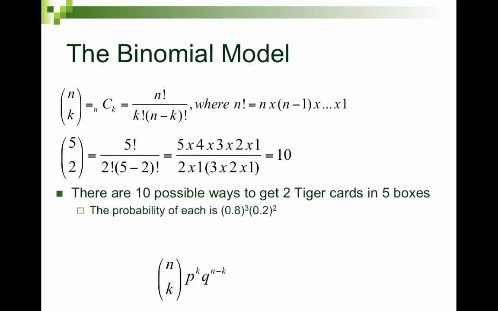Each of those probabilities is going to be 0.8 to the 3rd times 0.2 squared.